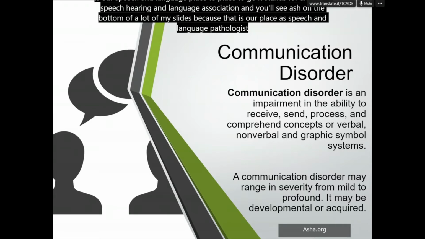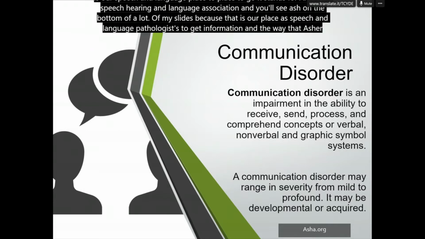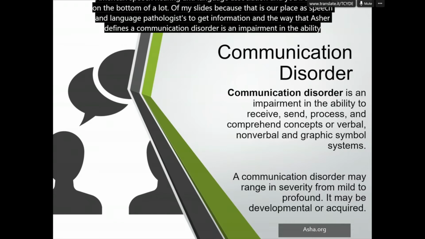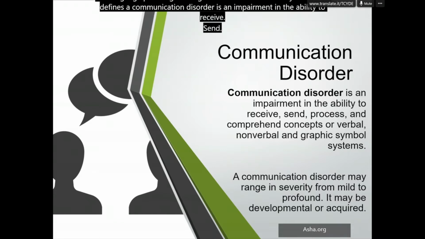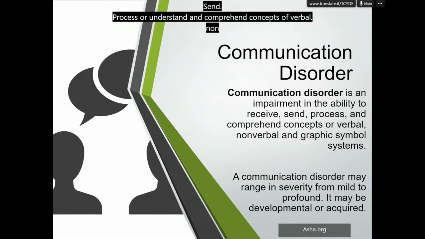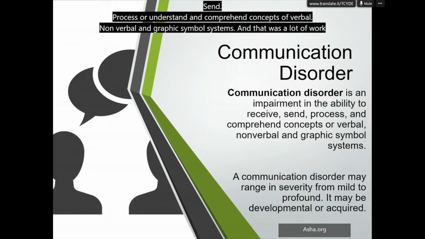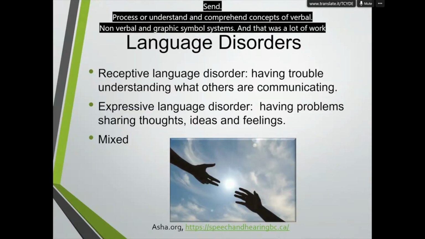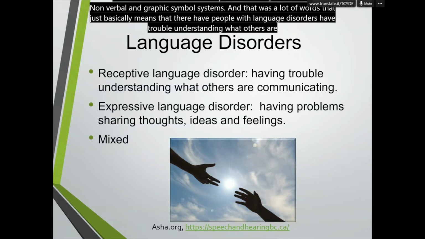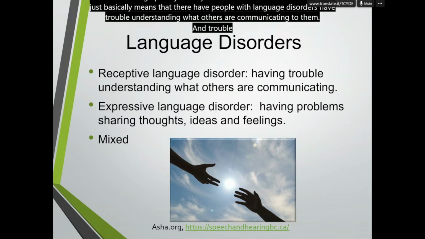And the way that ASHA defines a communication disorder is an impairment in the ability to receive, send, process, or understand, and comprehend concepts of verbal, nonverbal, and graphic symbol systems. And that was a lot of words. That just basically means that people with language disorders have trouble understanding what others are communicating to them and trouble sharing thoughts, ideas, and feelings.